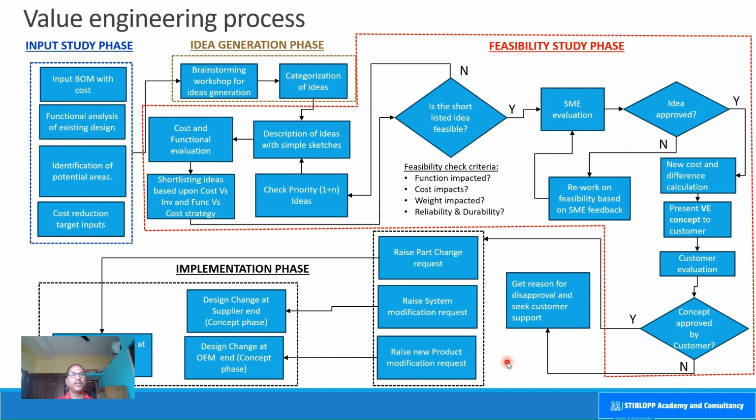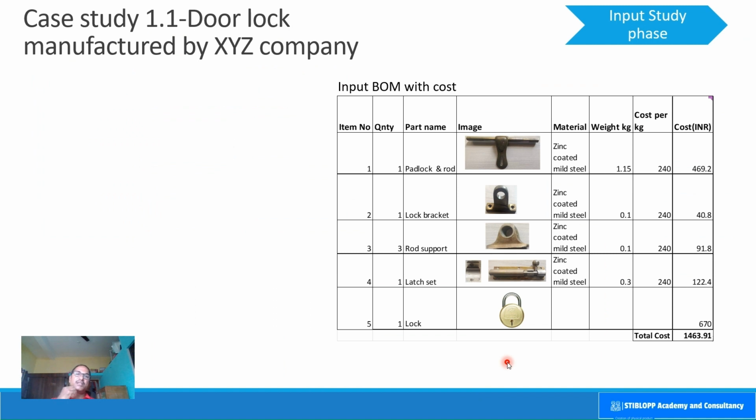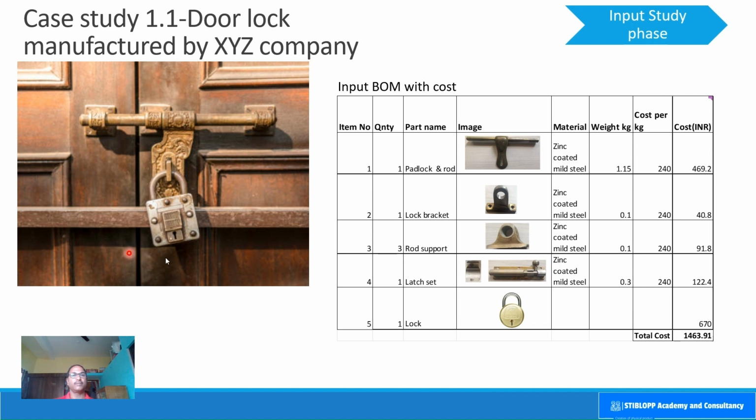Now moving on. Let's start our case study with the input study first. What is the part that is present in front of them? The part that is present in front of them is the door lock. Okay. So this is our traditional door lock, which has a padlock, a lock, and all the supporting brackets. So the first step is to get the input BOM with the cost. So I have got the input BOM and the cost here. Okay. So the total cost comes to around 1,464 rupees.